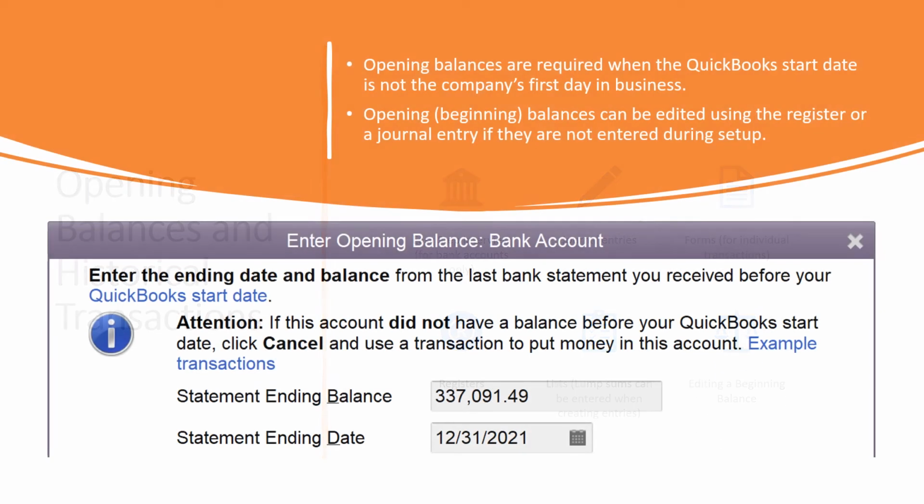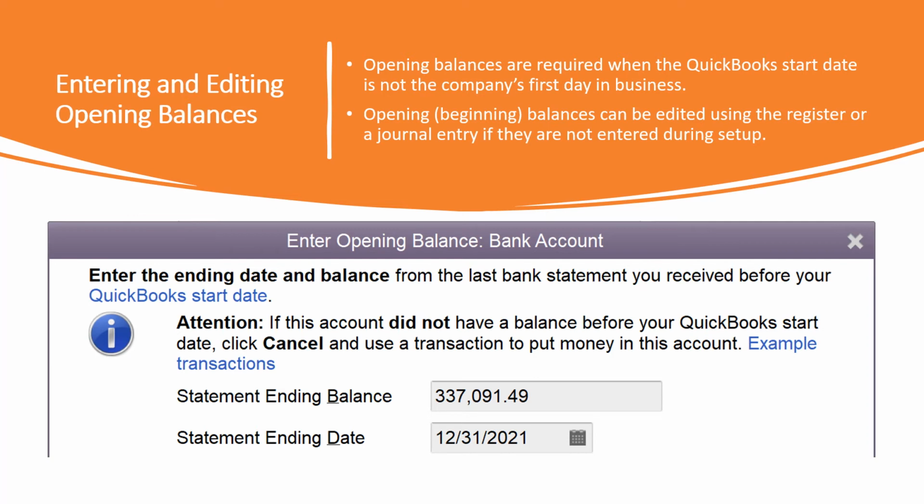Editing a beginning balance. If you need to correct a beginning balance, you have 3 options: via the Edit Account window, which provides a link to the account register, or a journal entry. For example, suppose you incorrectly entered $15,000 as the opening balance for a bank account when you created it. In that case, you could open the account register by double-clicking the account in the chart of accounts and change the amount in that window.